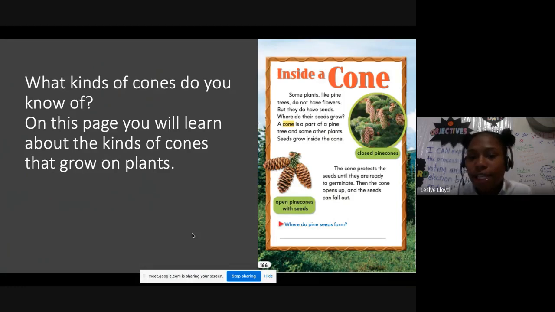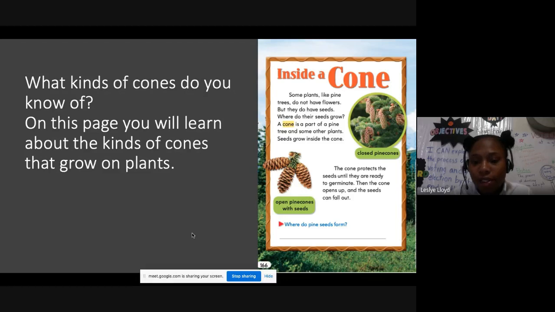Inside a cone. Some plants like pine trees do not have flowers, but they do have seeds. Where do their seeds grow? A cone is a part of a pine tree and some other plants. Seeds grow inside the cones. So in this picture at the top in the green circle are closed pine cones. The cone protects the seeds until they are ready to germinate. Then the cone opens up and the seeds can fall out.